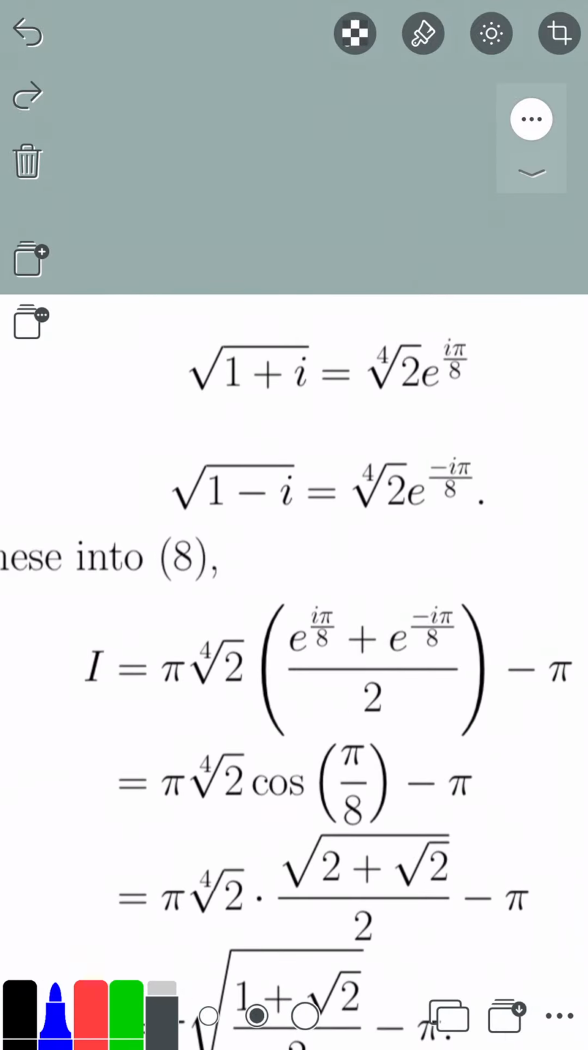Well, so taking the square root, the square root of 1 plus i is the square root of square root of 2, which is the fourth root of 2, times the square root of e to the i pi over 4, which is e to the i pi over 8. And then the square root of 1 minus i is the fourth root of 2 times the square root of e to the power of negative i pi over 4. And so that is e to the power of negative i pi over 8.